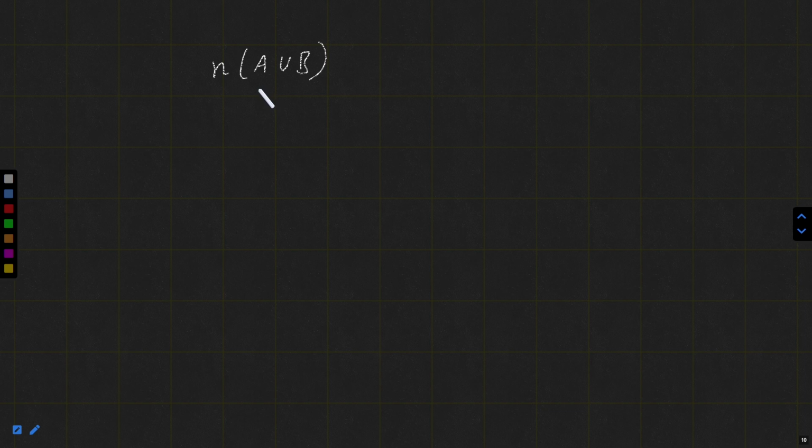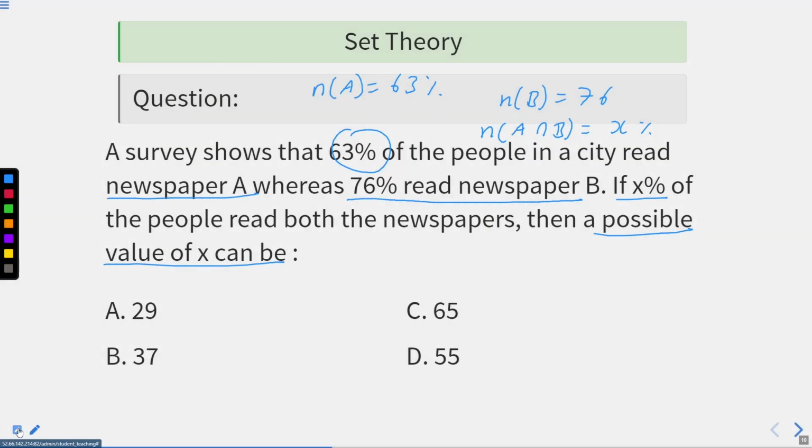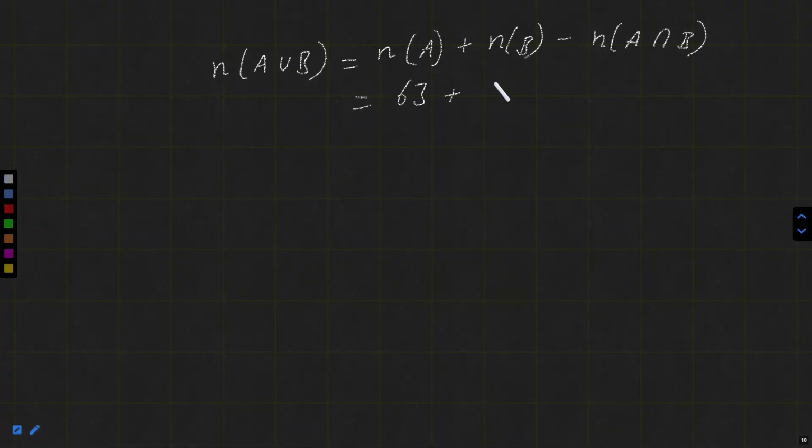Now n(A union B), the number of persons who read either A or B or both. From the formula we know it is n(A) plus n(B) minus n(A intersection B). We already know n(A) is 63, n(B) is 76, and X. Simplify, it is 139 minus X.